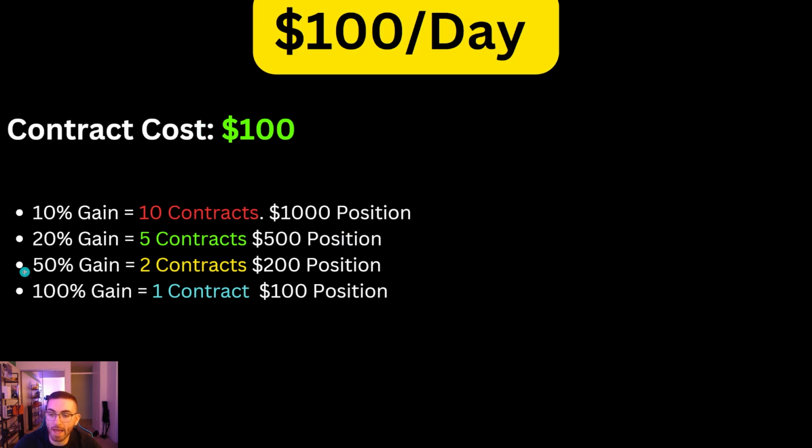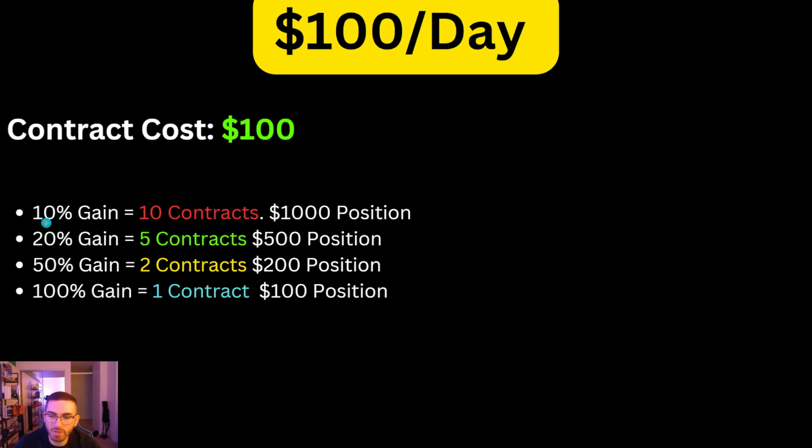Now, if you were able to capture a 50% gain, you would only need 2 contracts, so a $200 position to make $100. And then finally, if you were able to capture a 100% gain, you would only need 1 contract to make $100. So the easiest way possible to make $100 is by capturing a larger percent gain. And we'll talk about how to capture those larger percent gains here in a little bit.